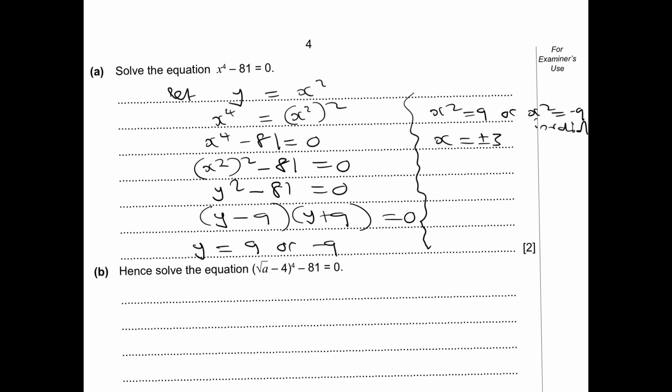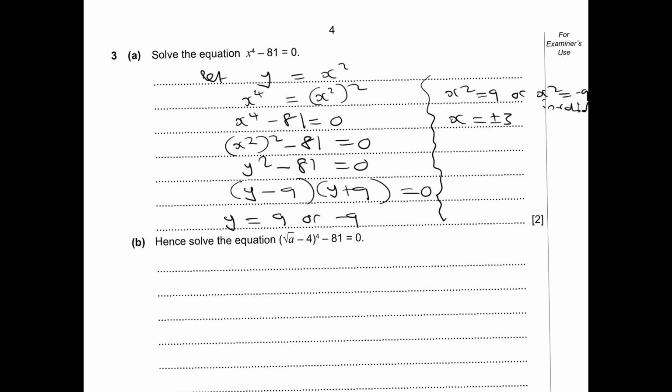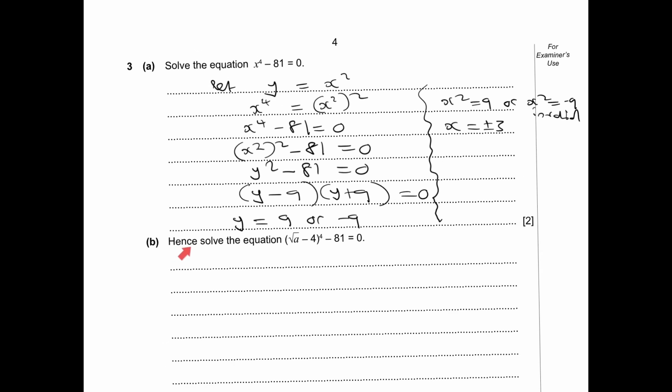All right. Now, moving on to the B part, we are saying here, hence solve the equation, that one there. Now, remember the word hence. Hence means you are actually using whatever you got in the first part to solve what we currently have here. Okay. Now, if we compare this equation and that equation, we see that that which is inside the brackets is equal to x. So we are saying x is equal to square root of a minus 4.